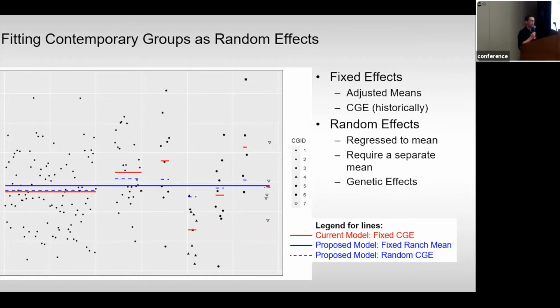But if we just think about fixed effects, really we're creating an adjustment for those effects, and historically that's the way contemporary groups are modeled. Random effects allow this regression towards the mean, and require a separate mean for each contemporary group effect. And that regression towards the mean, as we'll show later, is really dependent on the amount of data contained in the contemporary group in terms of how much is regressed back towards the mean. So smaller contemporary groups should be regressed more towards the mean.